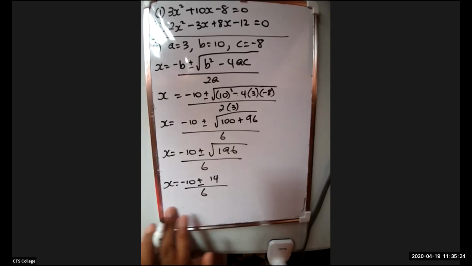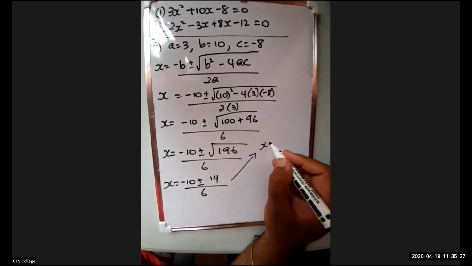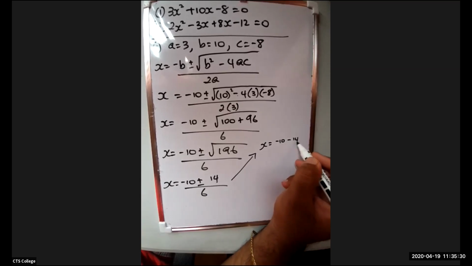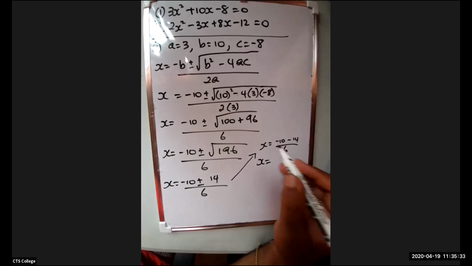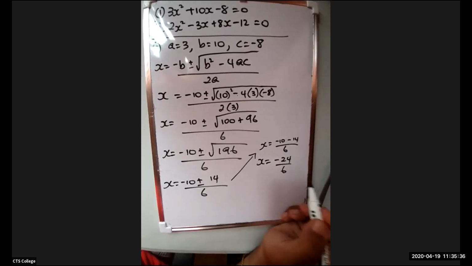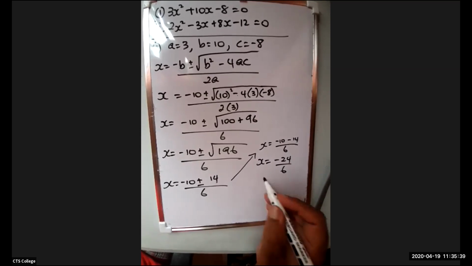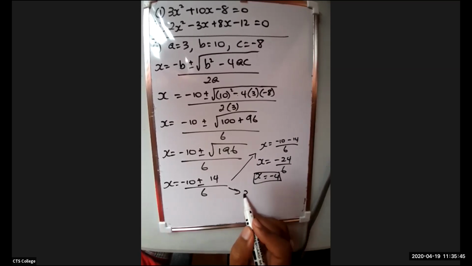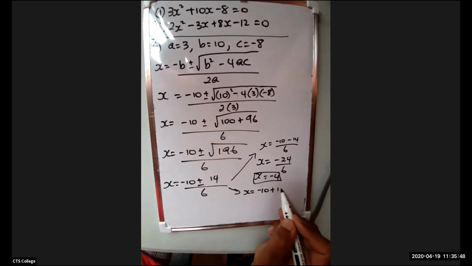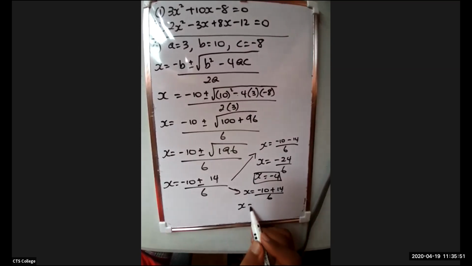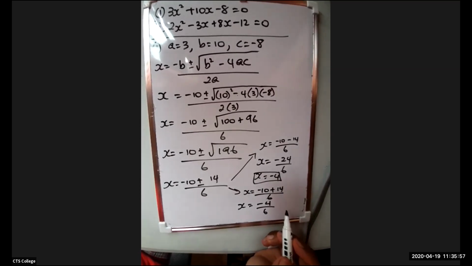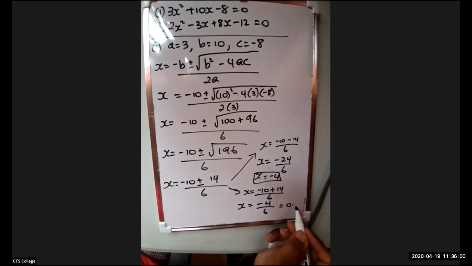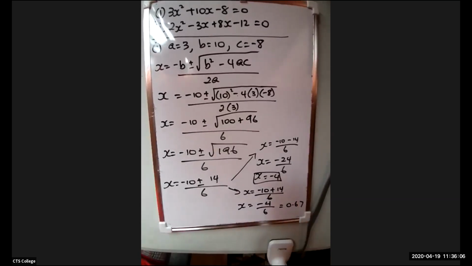All right, we're going to split this now. x is equal to negative 10 minus 14 all over 6. So x is negative 24 over 6, so x is negative 4. And of course, x is equal to negative 10 plus 14 all over 6. When the signs are different, you find the difference. So negative 4 over 6, which is 0.66 or 0.67 to 2 decimal places. So that's our answer for the first question.